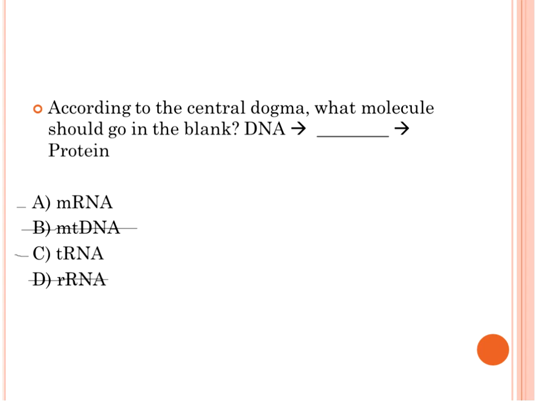And the answer is, well, DNA is a code, and it's going to make another code to read the protein. And that code is messenger RNA. So good job for those of you who have A as your answer for that one. It should go DNA, and then transcription makes messenger RNA, and then the protein is made finally.